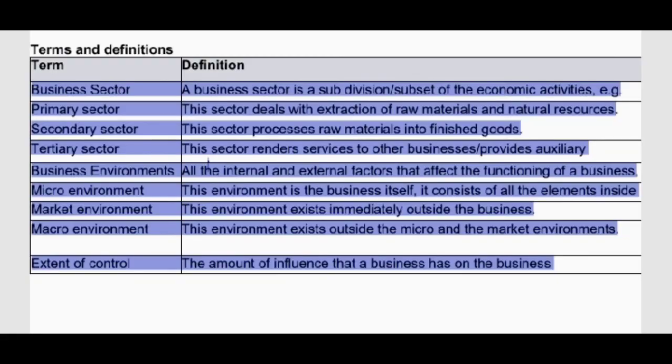Now we go to the extent of control. We have to know what is an extent of control. The amount of influence that a business has on the business environment. When we speak about the extent of control, we speak about the amount of influence that the business has in the environment. Remember, in micro, the business has full control. In market, the business has less control or limited control. And then when we go to macro, the business does not have any control.